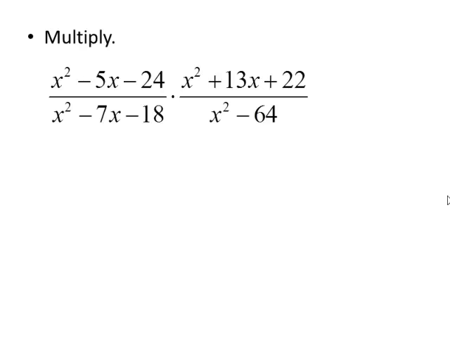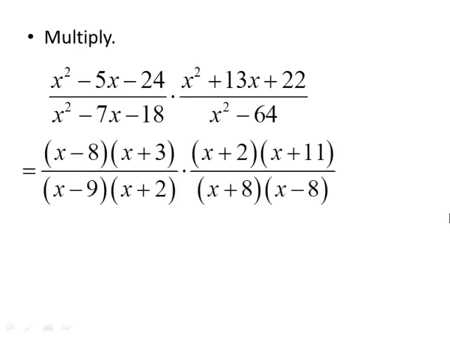To multiply two rational expressions, it's very similar to simplifying a single one. We want to factor each numerator and denominator completely, then look for factors that are common to a numerator and a denominator. The first fraction, two trinomials. The second fraction, we have a trinomial and a difference of squares. So we'll factor all four first. And then we start looking for common factors.